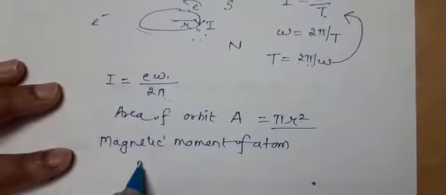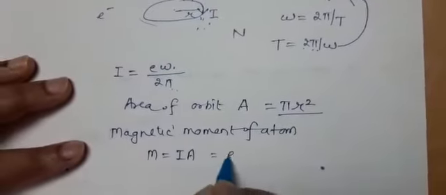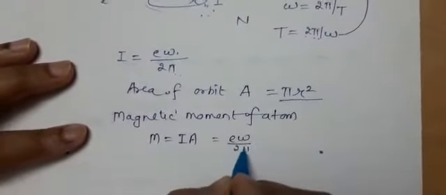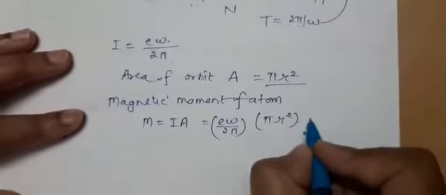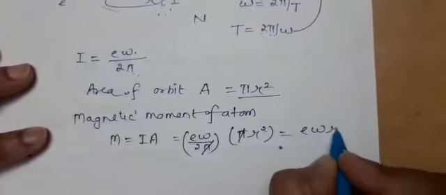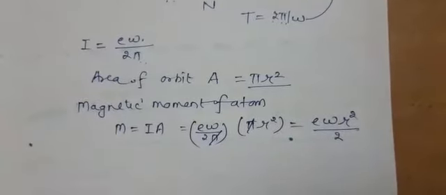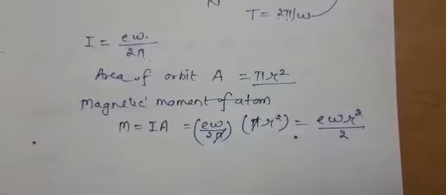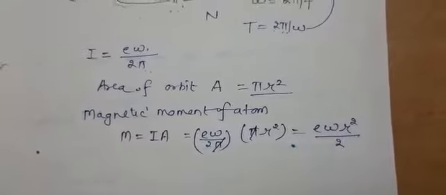The magnetic moment of the atom is given by I into A. So I is e omega upon 2 pi, into A, which is pi r square. So pi will cancel out. We are getting e omega r square upon 2. So this will be the magnetic moment of the atom due to the movement of the electron.